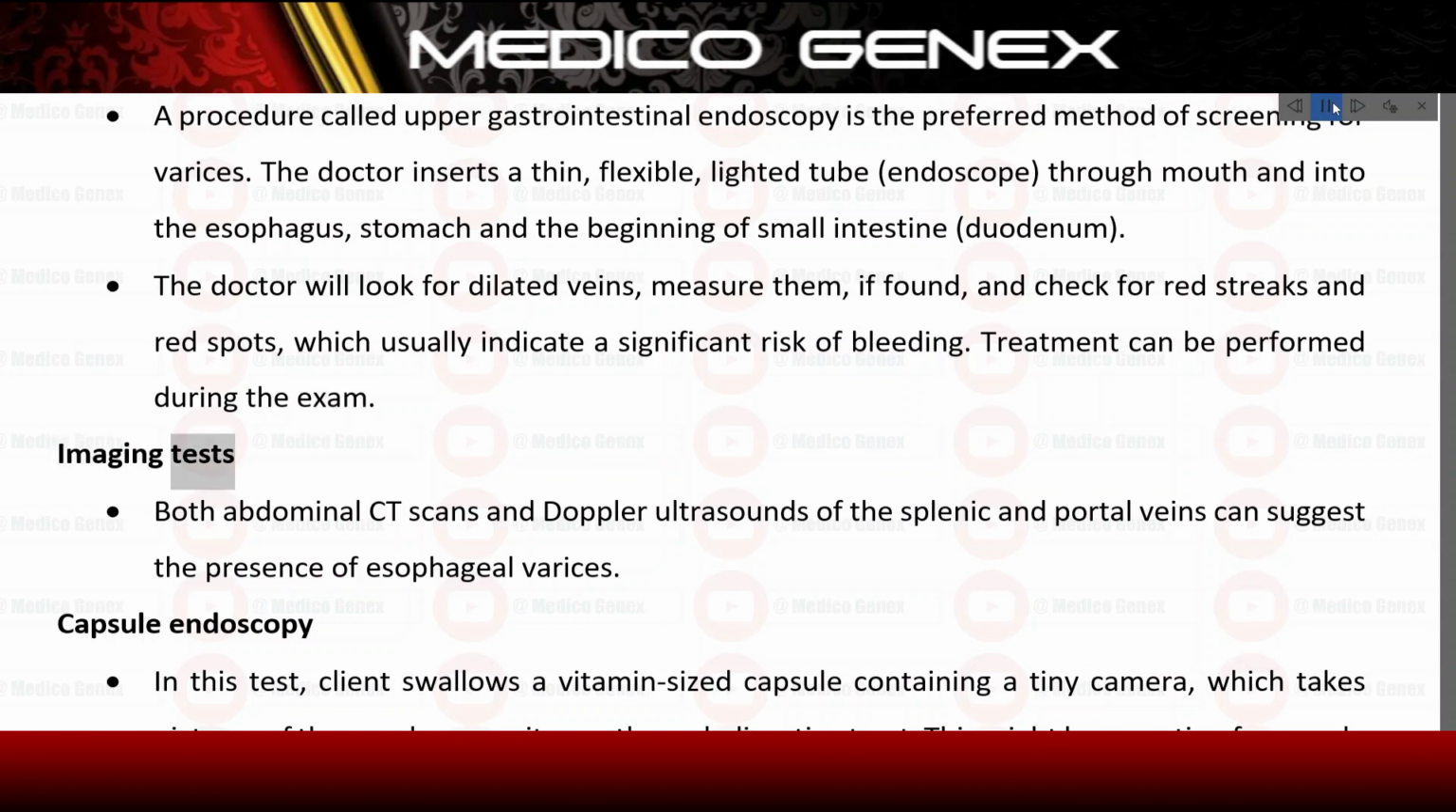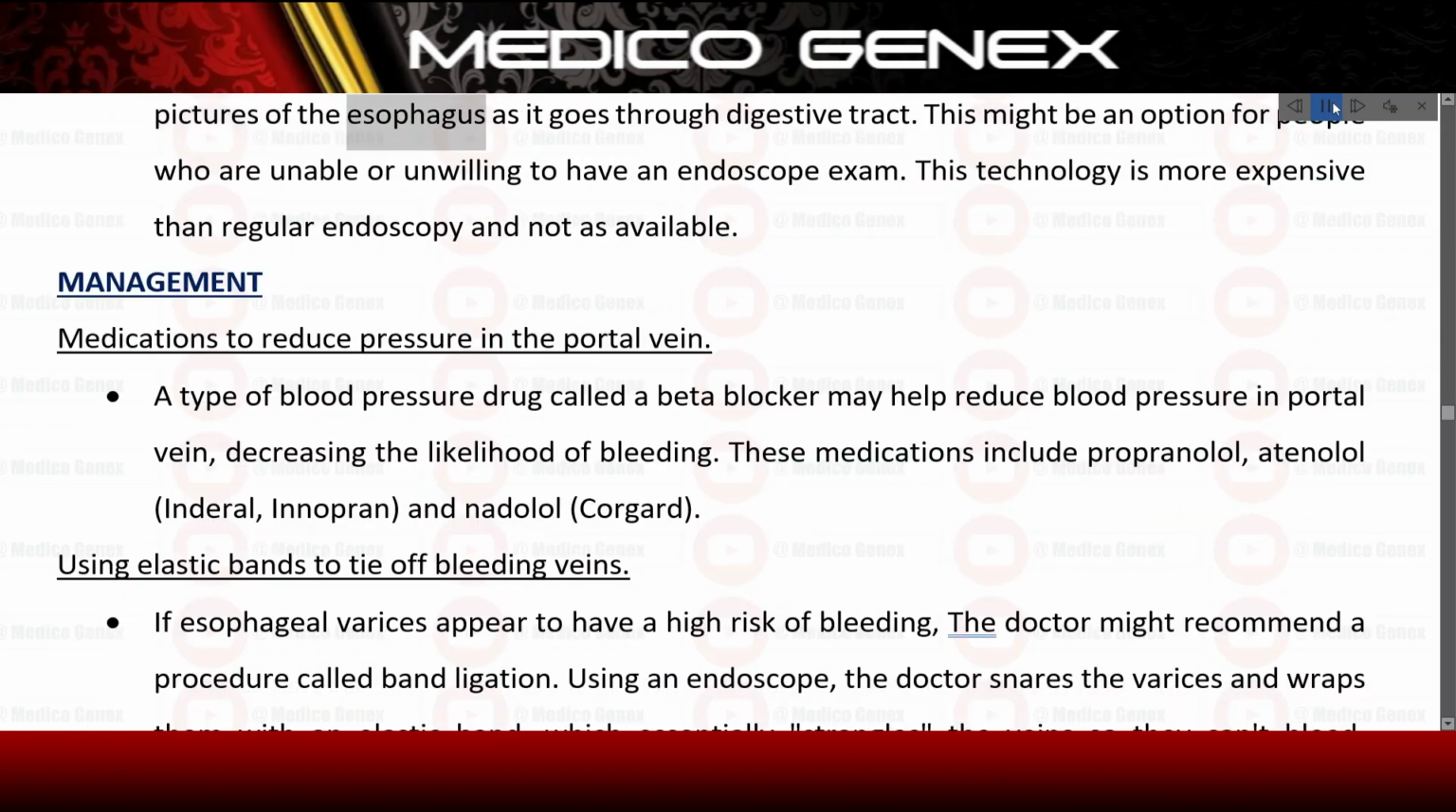Imaging tests. Both abdominal CT scans and Doppler ultrasounds of the splenic and portal veins can suggest the presence of esophageal varices. Capsule endoscopy: in this test, the client swallows a vitamin-sized capsule containing a tiny camera, which takes pictures of the esophagus as it goes through the digestive tract. This might be an option for people who are unable or unwilling to have an endoscope exam. This technology is more expensive than regular endoscopy and not as available.